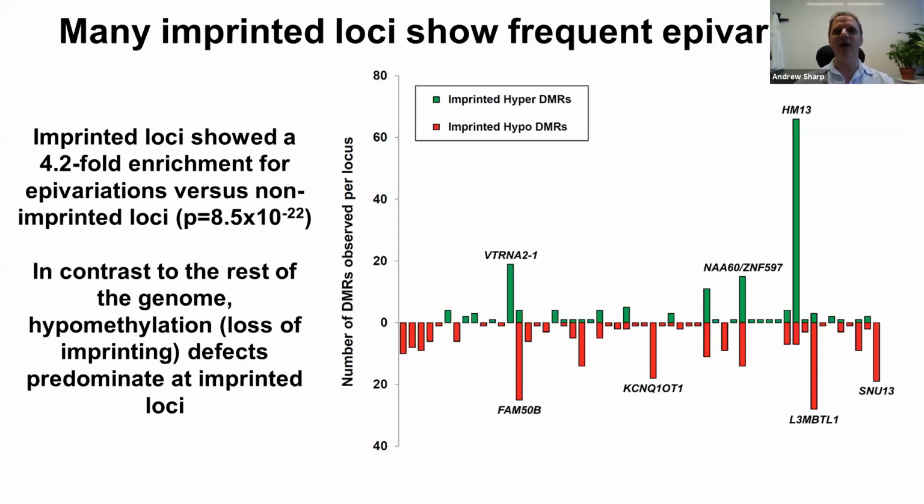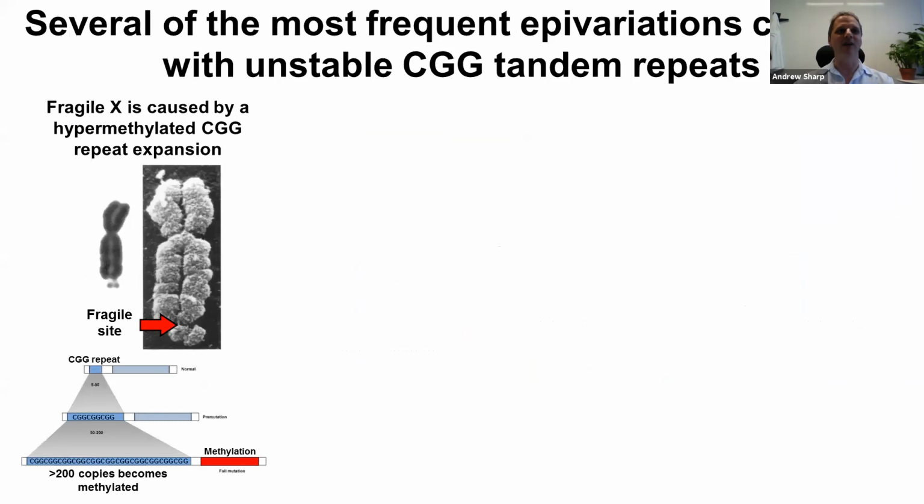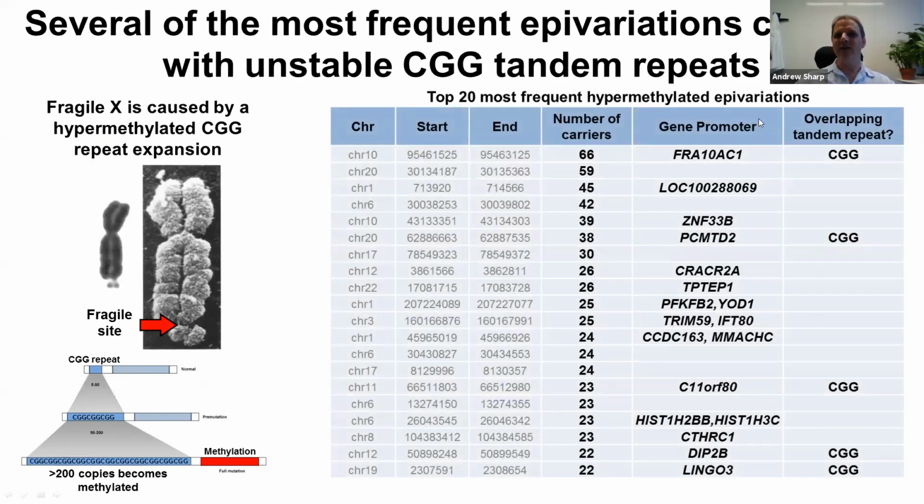Again, I'm running short on time, so I'm just going to skip these and go to tandem repeats. I started off by telling you the classic example of a secondary epimutation is the fragile X, caused by an underlying CGG repeat expansion that becomes highly methylated. Here I'm showing a table of the top 20 most frequent hypermethylation events we found, sorted by prevalence in our population. The last column asks, does this epivariation contain a CGG repeat? The answer is yes for 5 of them.